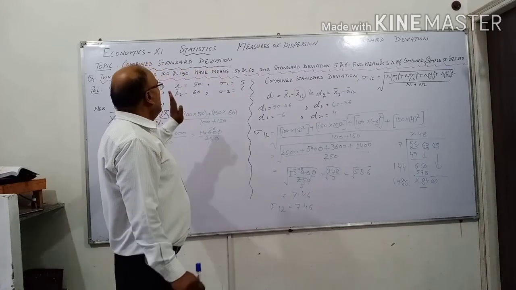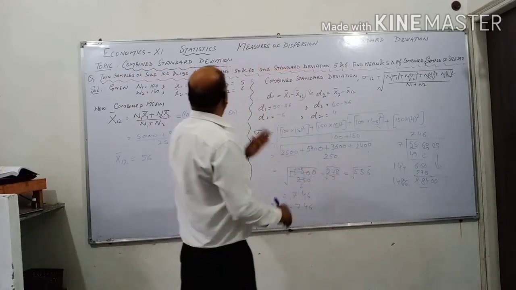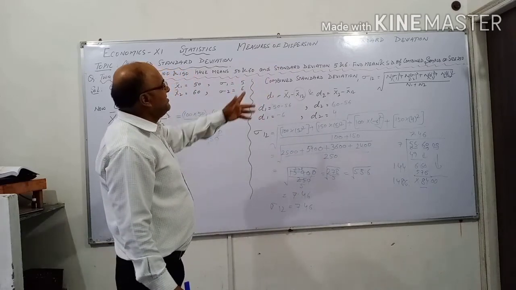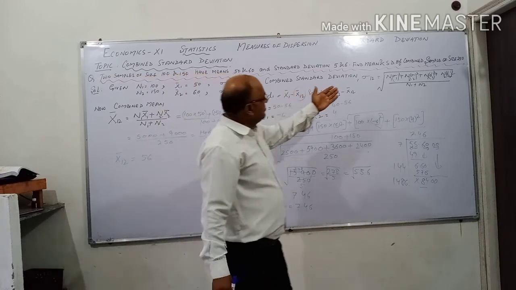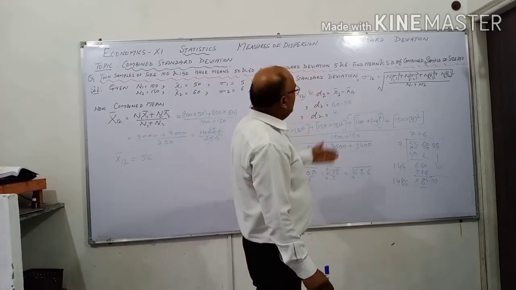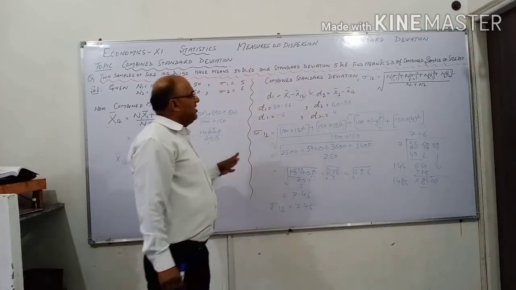Be careful whenever you are doing this. First write the formula, then see what is given. Sometimes something is missing. Maybe the standard deviation or the combined value is given and something is missing in between. So you can fill it in, use the method and get the answer.